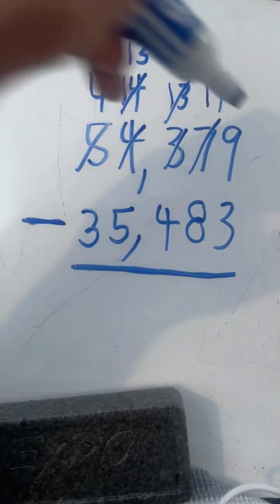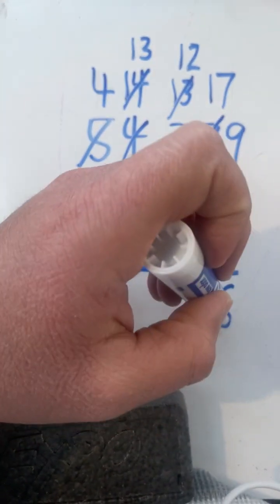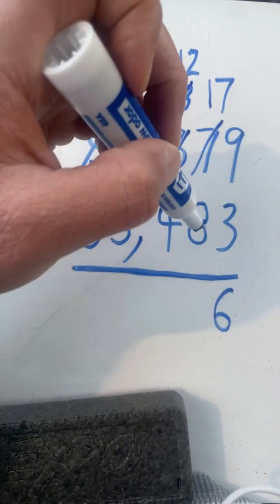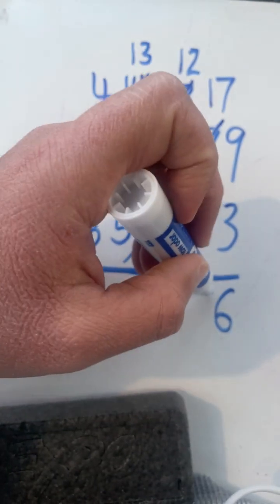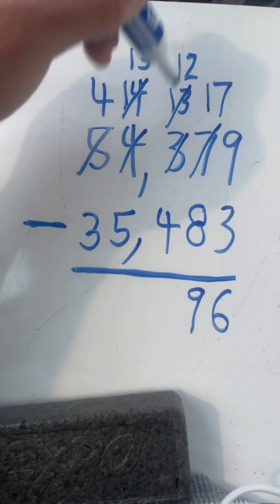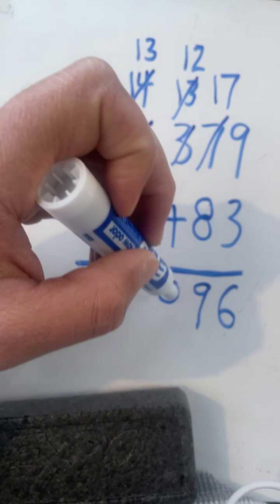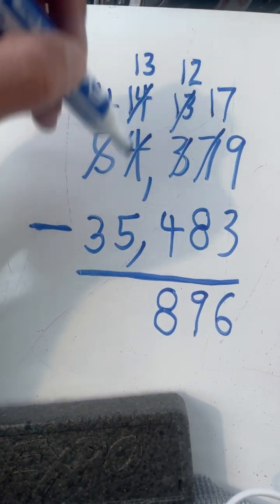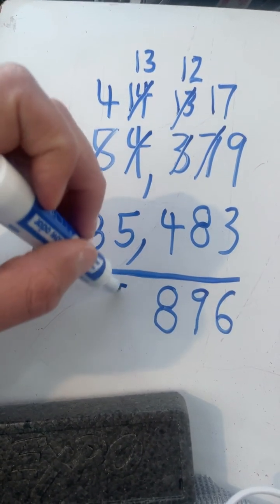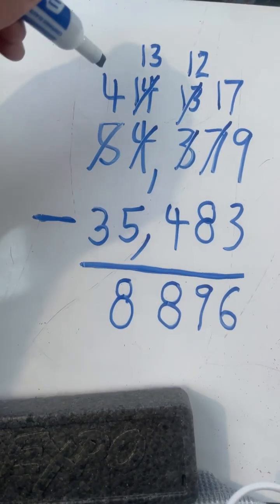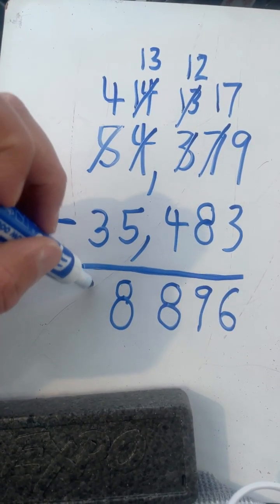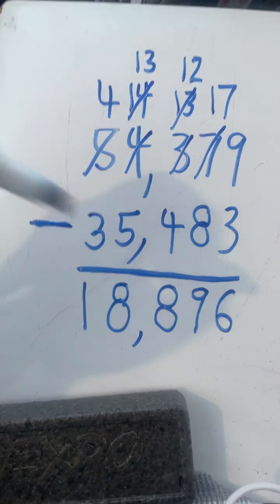All right, so 9 minus 3 equals 6. 17 minus 8 equals 9. 12 minus 4 equals 8. 13 minus 5 also equals 8. And 4 minus 3 equals 1. And we have our final answer.